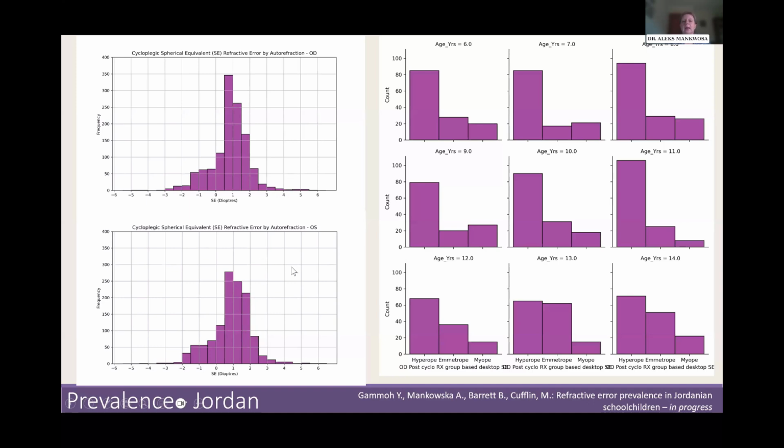We can see that there is a general distribution in this age group around emmetropia and low hyperopia for both the right and the left eye. And this seems to actually hold out when we break the participants down by age groups that relate to school stages.